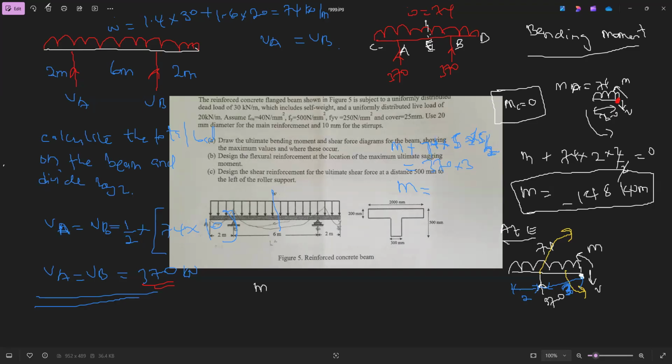So what value are you having for the M? 185 kilonewton meter. Very good.